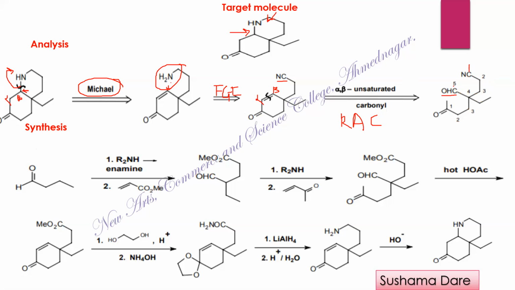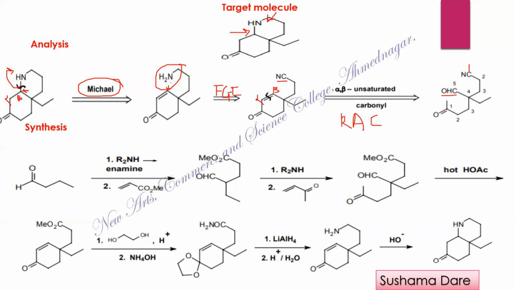It is 1, 2, 3, 4, 5. So we can consider C triple bond N as a C triple bond O. So we can consider it is a 1,5 difunctionalized group. By either way, we can go with this 1,5-dicarbonyl compound or with that 1,5-dicarbonyl compound. First of all, we consider this 1,5-dicarbonyl compound.